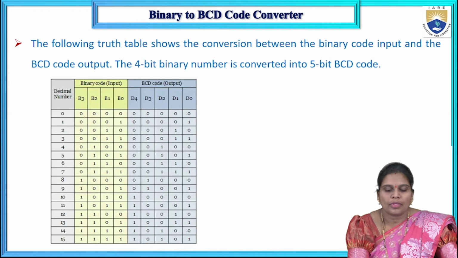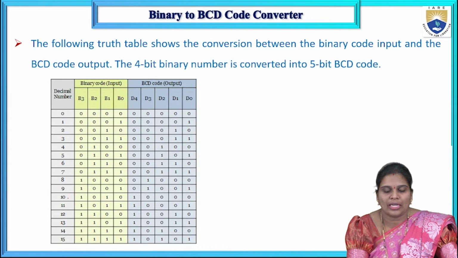Okay. So for the first decimal number, 0, all the values are 0000. Up next, 1 is 0001, and the BCD equivalent value is also 0001. Why? Because the equivalent value of 1 is 1 only. Next, 2 is 0010, and the BCD is 0010. 3 is 0011 and the BCD is 0011. So like this up to 9.